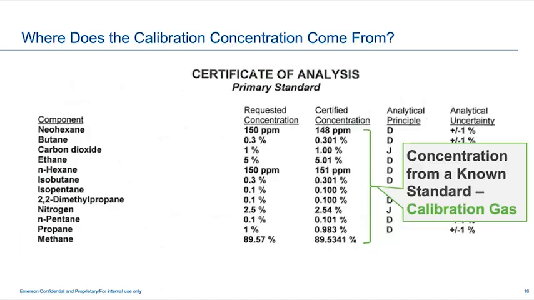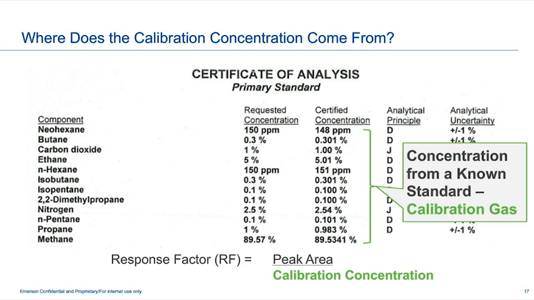So we talked about where the peak area comes from. The next question is, where does the calibration concentration come from? Well, this one's a little bit easier. The calibration concentration actually comes from your calibration cylinder gas label, the certificate of analysis. And that makes sense, because you can think of the GC as a comparative analyzer. We are comparing against a known standard when we try to measure our unknown. And so again, it plays into the formula: response factor is peak area, which we just saw is the signal, over the calibration concentration, which again comes from the certificate.